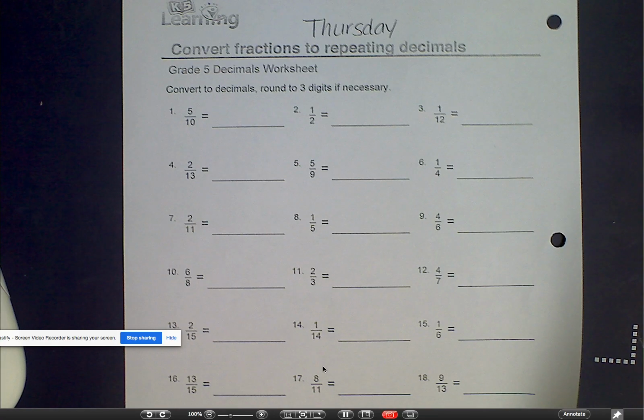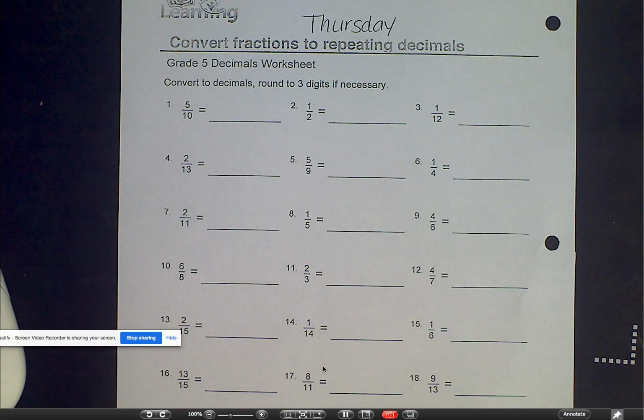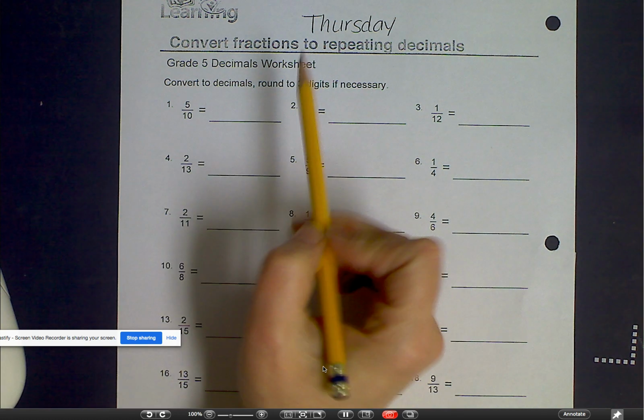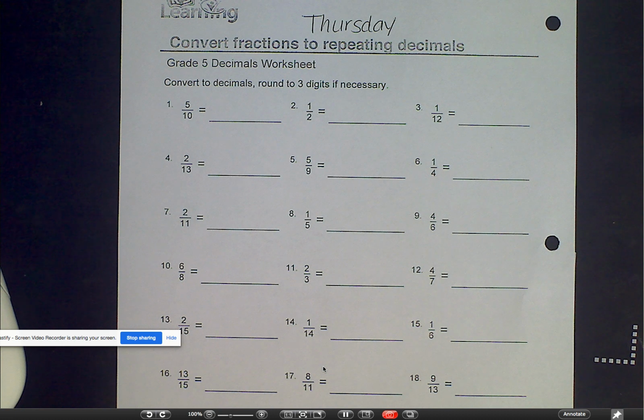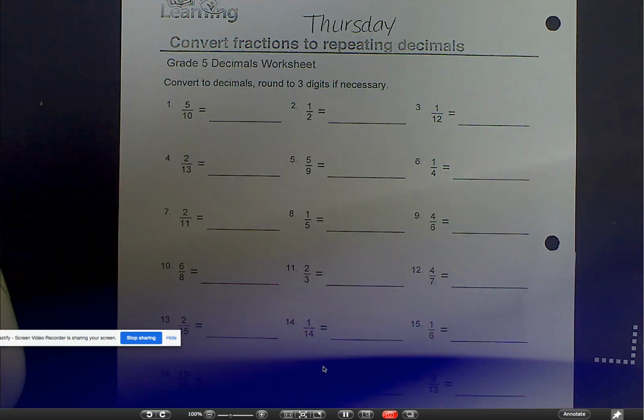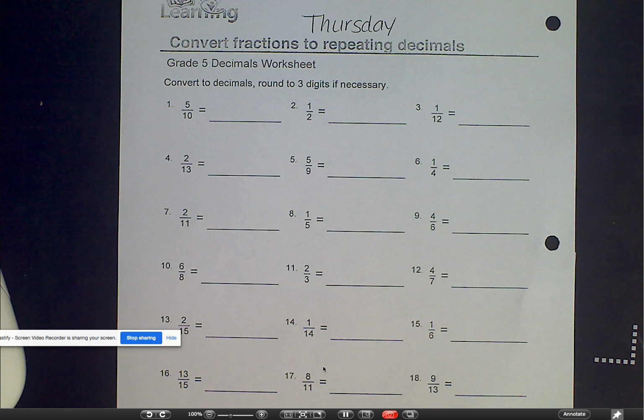Tomorrow is your test, and the test is going to look just like this. It's going to be convert to decimals, rounding to 3 digits if necessary, okay? So those repeating ones you're going to round. If it doesn't repeat or it ends, then you just stop. So I'm going to do a few of these with you.